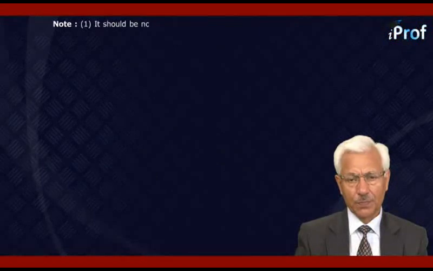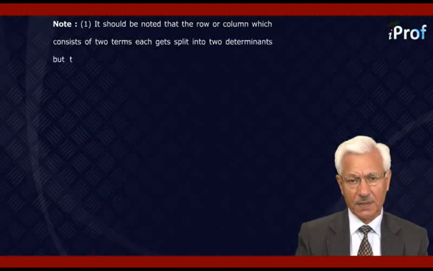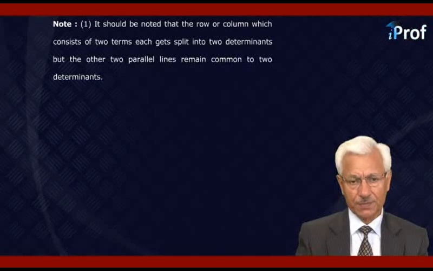Now we have the following observations here. Note that, number one, it should be noted that the row or column which consists of two terms each gets split into two determinants, but the other two parallel lines remain common to both determinants.